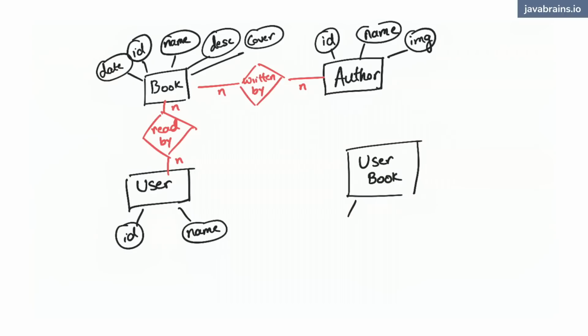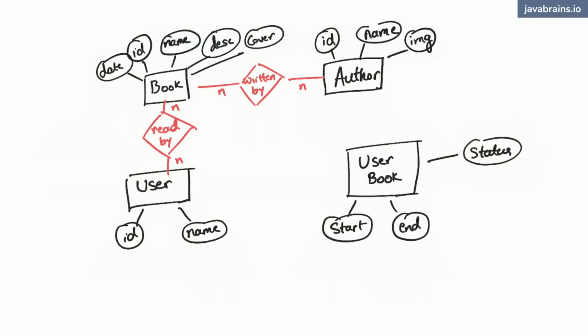And this is going to have a start date. This is going to have an end date, when the user started reading, when the user finished reading, what the status is, are they currently reading or not, stuff like that, and then the rating, okay? Now, how is this related? I can make this related to both the book and to the user.